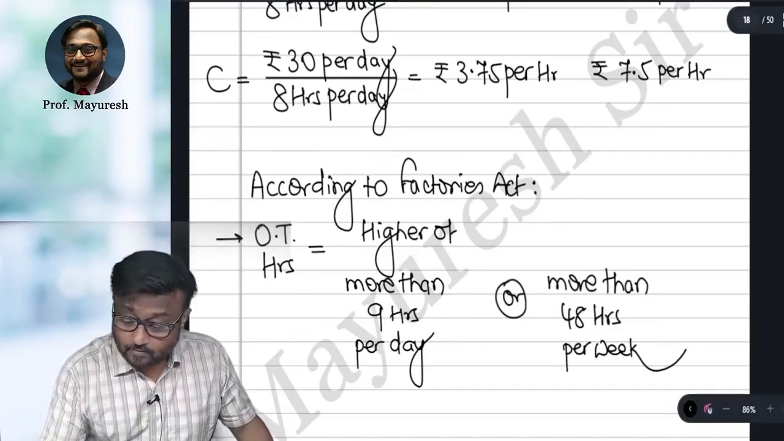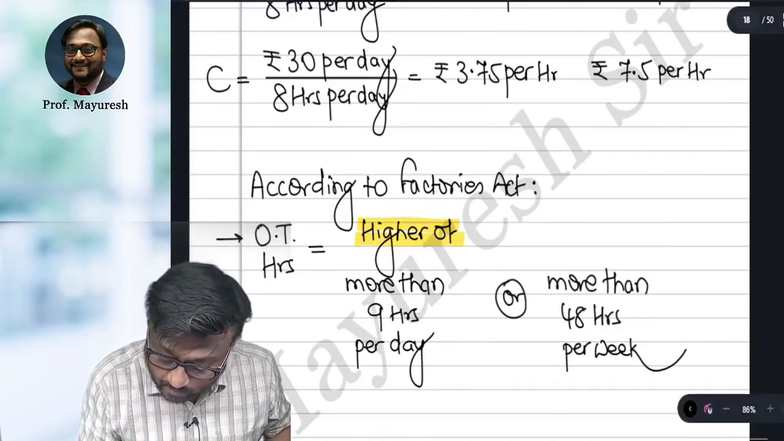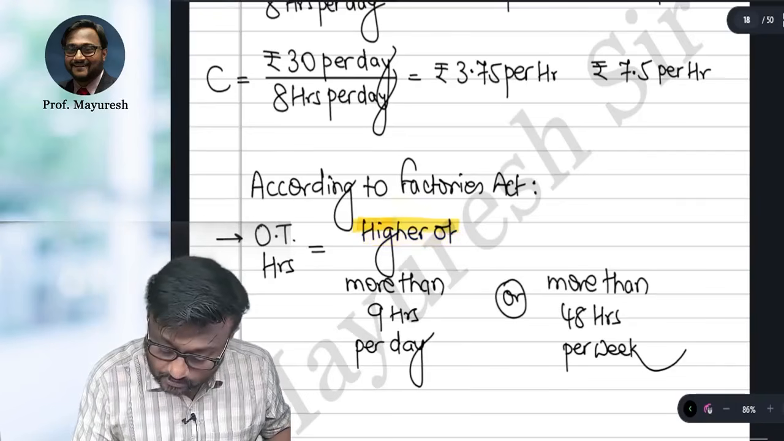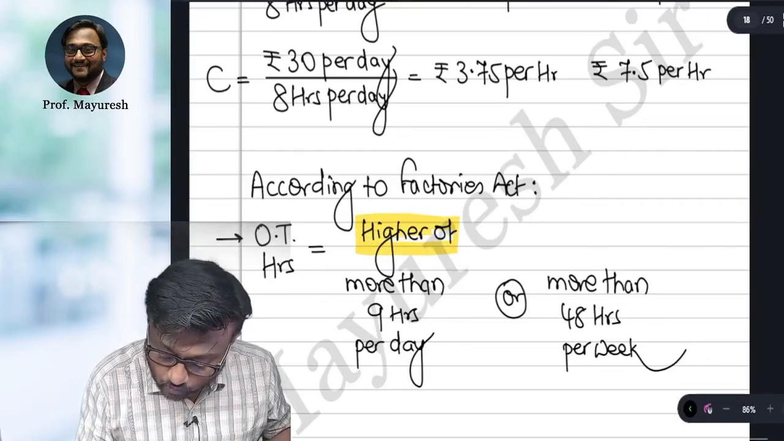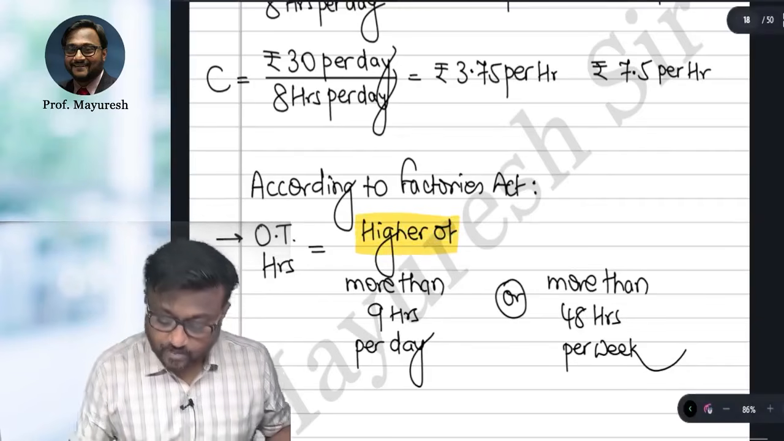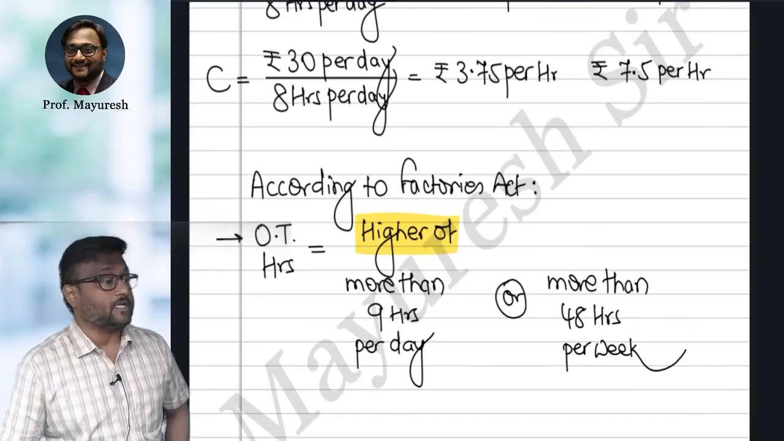Because the Factories Act is not for your betterment, it is for employees. It is not for you. So naturally the benefit of workers will be seen.